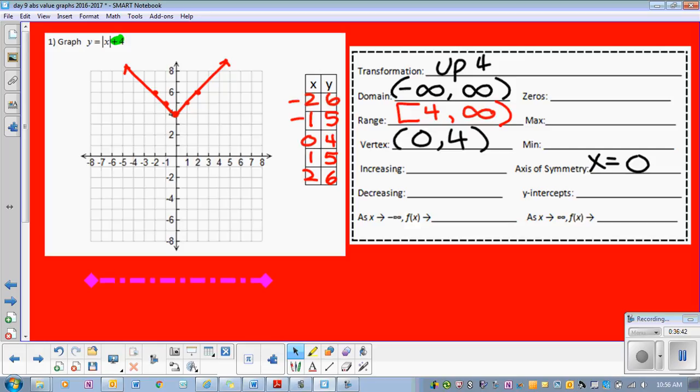Now, let's talk about something else. How about zeros? Are there any zeros? What do I mean by zeros? Go look on your front page. X-intercepts, thank you. Do I have any x-intercepts? No, the graph is so far away. It's never going to touch the x-axis, right? So this is none.